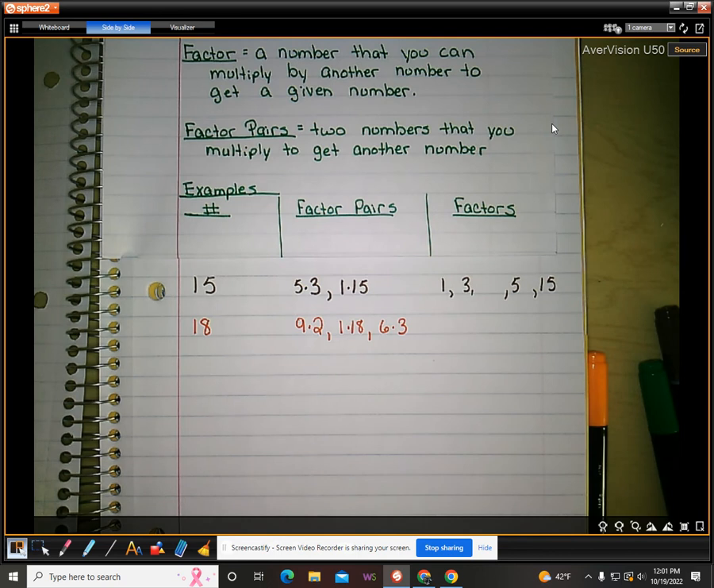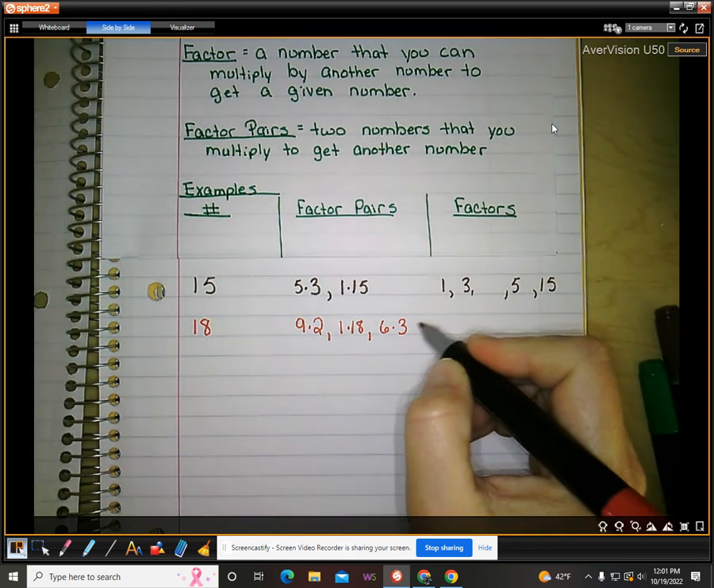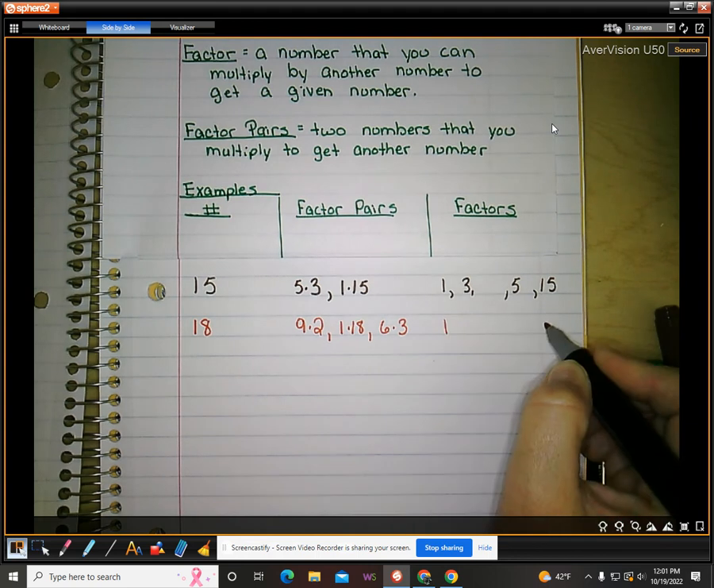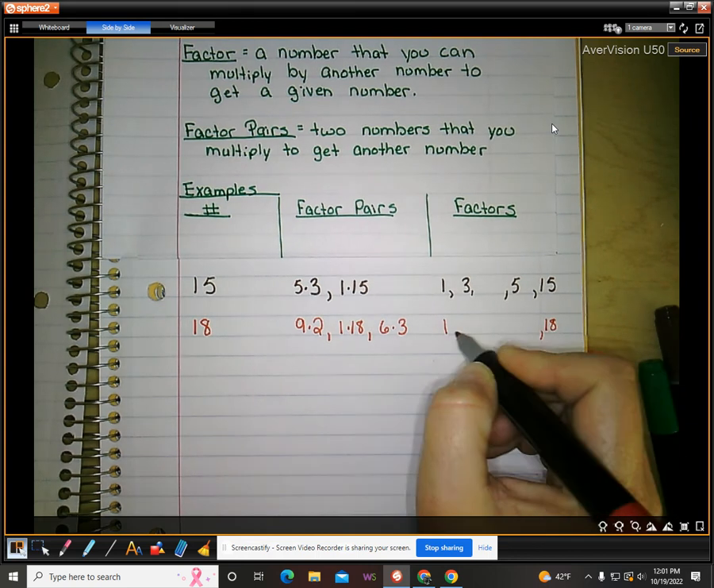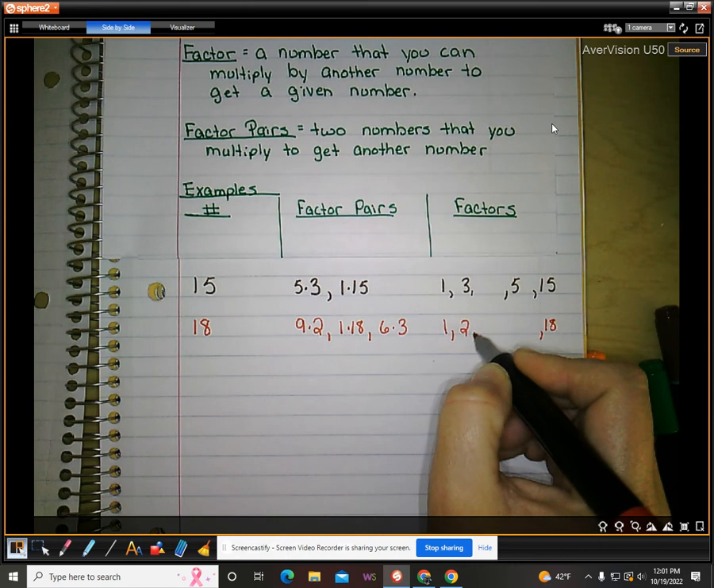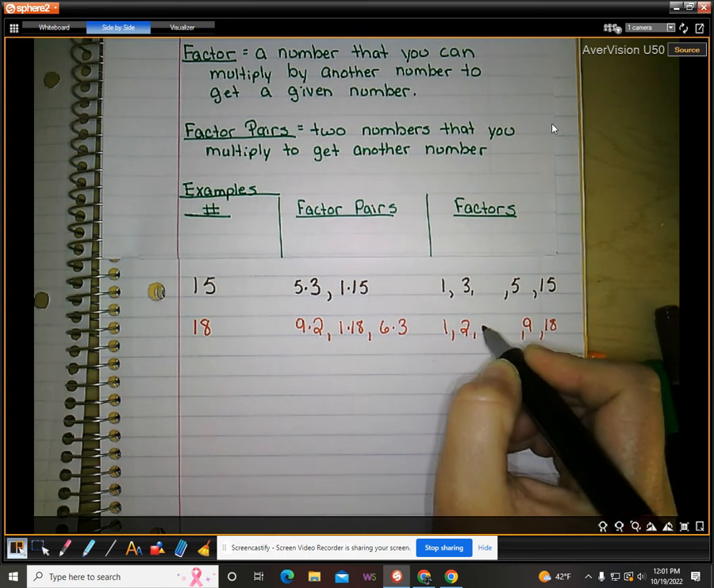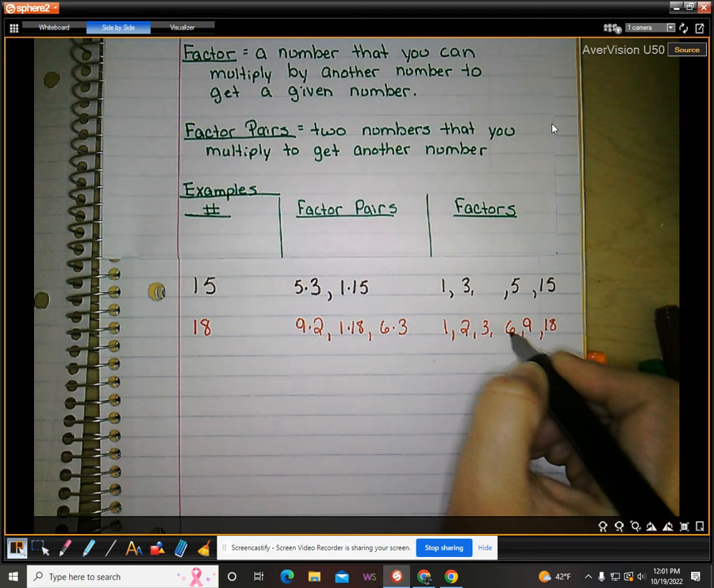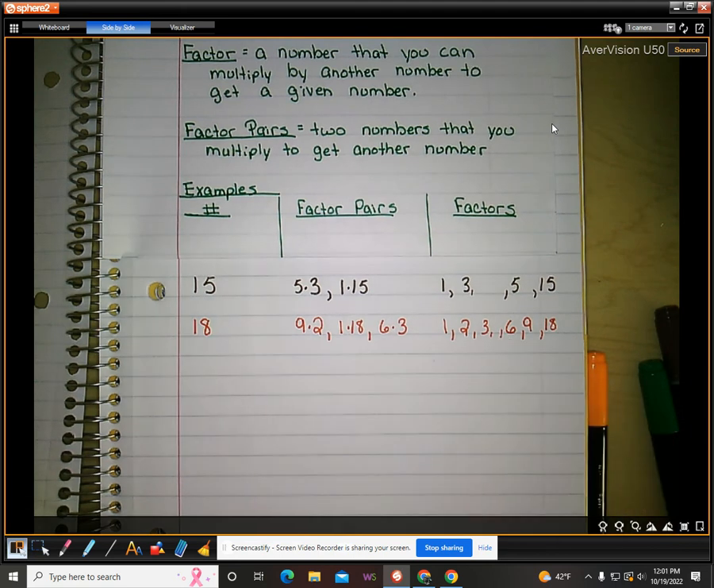Then, to make sure I got them all, if you do your list and separate the smallest from the largest, you'll know if you have them all. So our smallest would be 1 and 18. Then we had 2 and 9. Then we had 3 and 6. Well, the only number between 3 and 6 is 5, and 5 doesn't go into 18, so I know I have all my factors. That's why I like to write them by separating the smallest from the biggest and coming to the middle together. Then I know if I have them all. Okay?